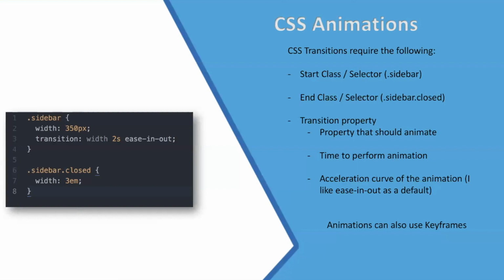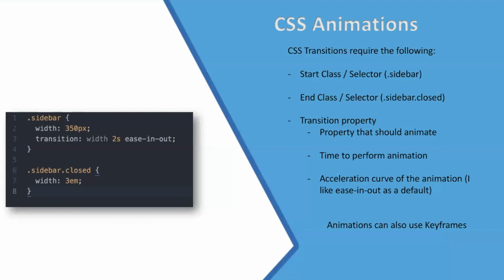Then you have to use the transition CSS property. Transition allows you to specify first the property that should be animated. In this example, you can see that I'm transitioning the width. The time to perform the animation, in this case, 2 seconds. The animation will take place over a period of 2 seconds. And basically the acceleration curve.